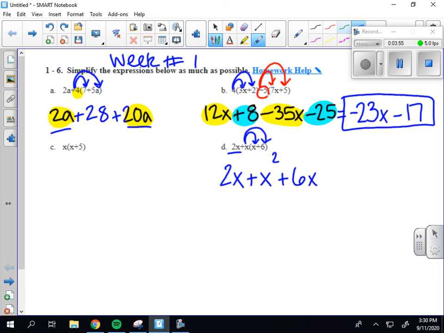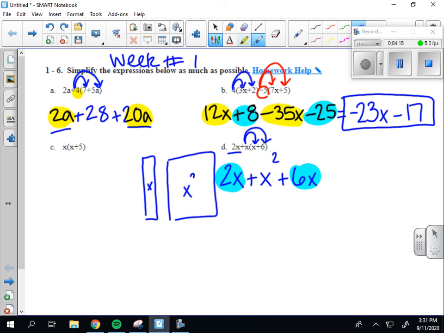And as I'm looking at this, I see 2x and 6x. They are like terms. The x squared is actually not the same thing. If you guys have ever worked with algebra tiles, remember x looks like this, is long and skinny, and an x squared is a square. They're not the same thing, so we can't combine them. And so my final answer is going to be x squared plus 8x because I can combine the 2x and the 6x.